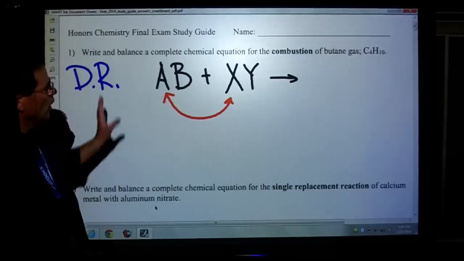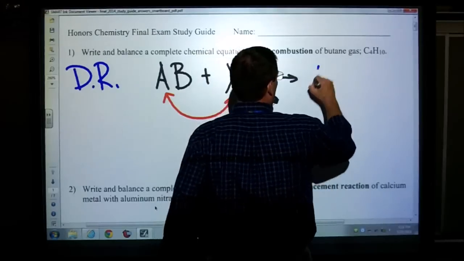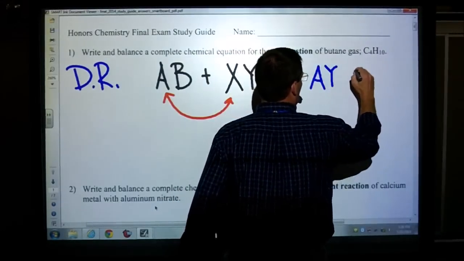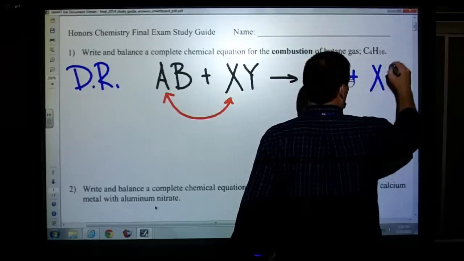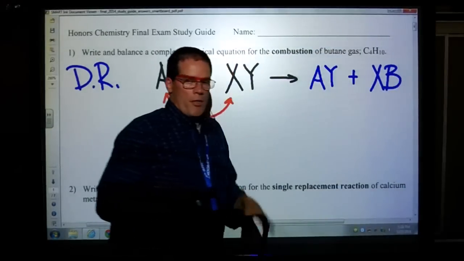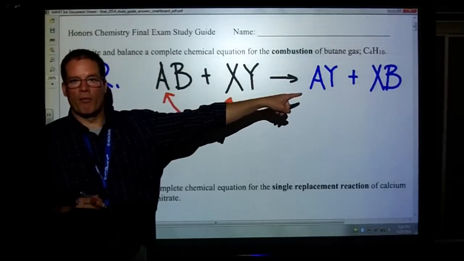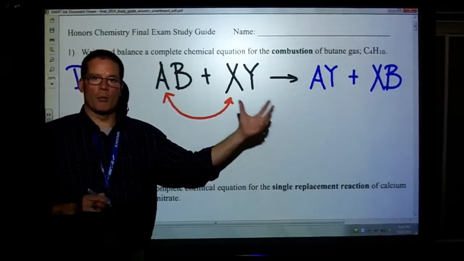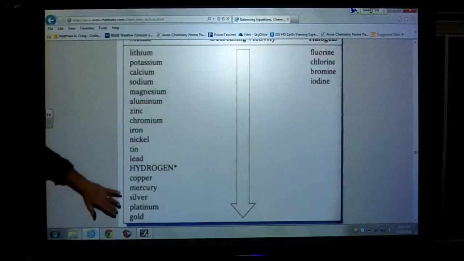some more information. So on the product side, you will actually have A with Y. Remember, write your metals first, and then you'll have X with B. Again, write your metals first. Then what we have to do is check and see, is there a precipitate being formed, or something that is not soluble in water? And we'll only talk about water as our only solution that we'll react with.